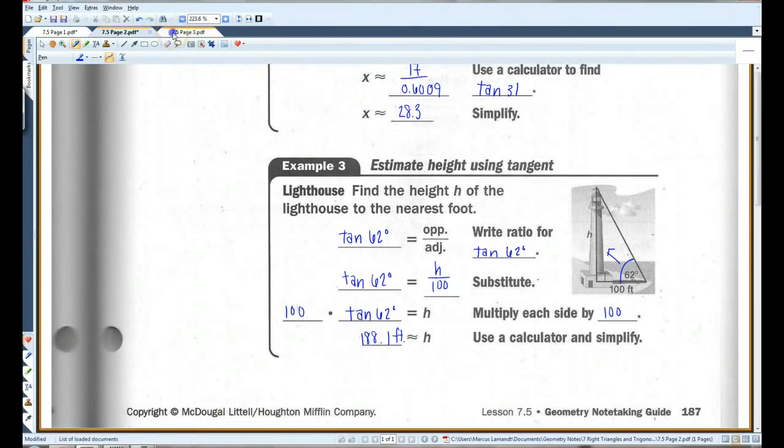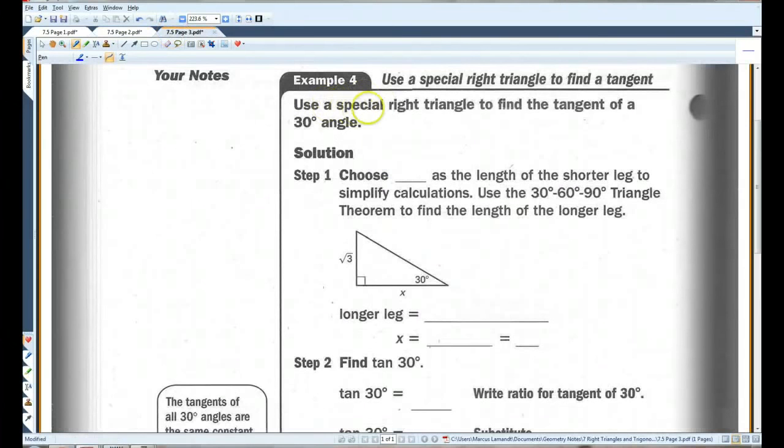Okay, let's go on to page 3. In this case, we're going to use a special right triangle to find the tangent of a 30-degree angle. It doesn't tell you what kind of 30-degree angle. Any 30-degree angle will work. We know, hopefully you remember, that in a 30, 60, 90 triangle, the long leg is root 3 times the short leg. So just to simplify things, I'm going to choose root 3 as the length of the shorter leg to simplify calculations.